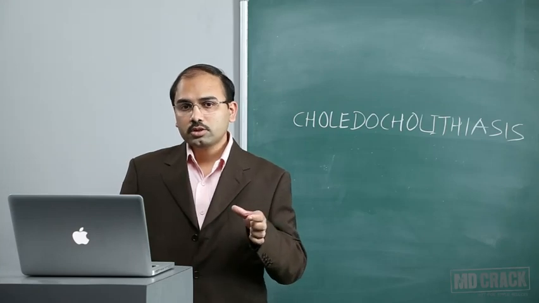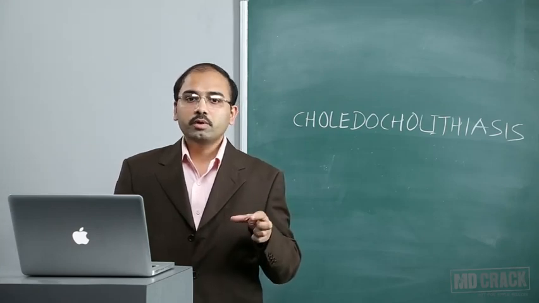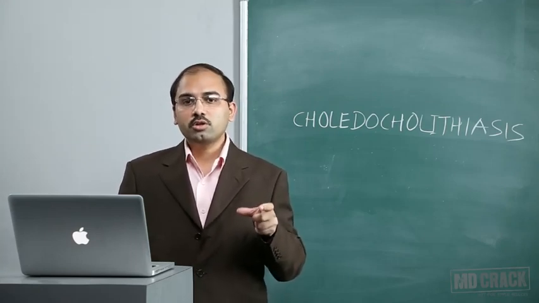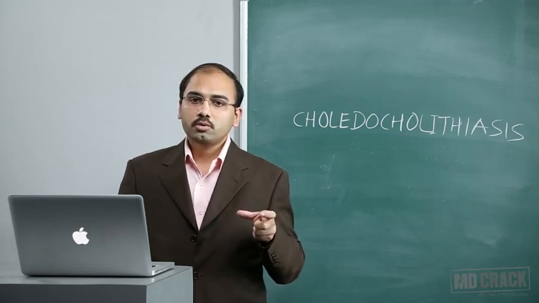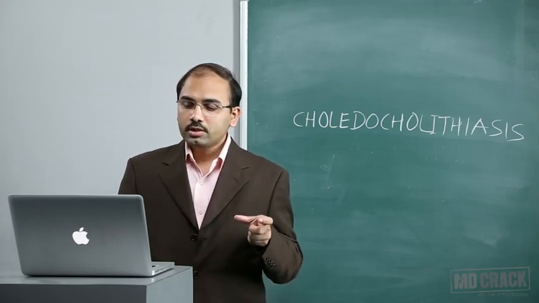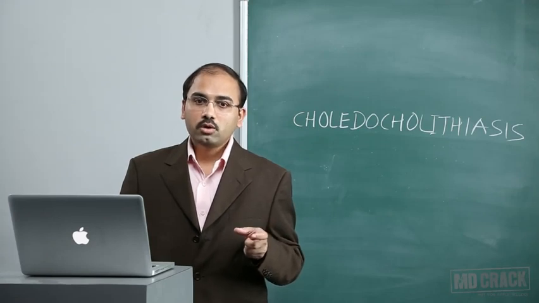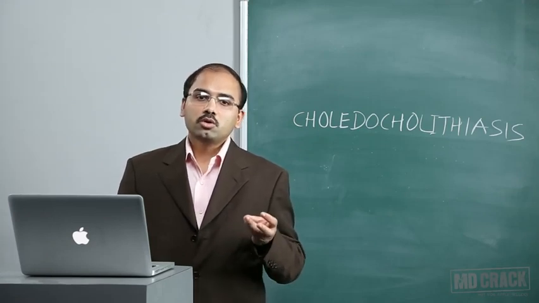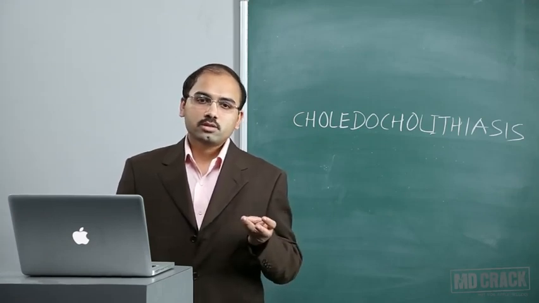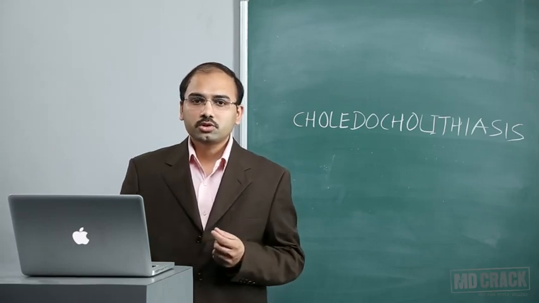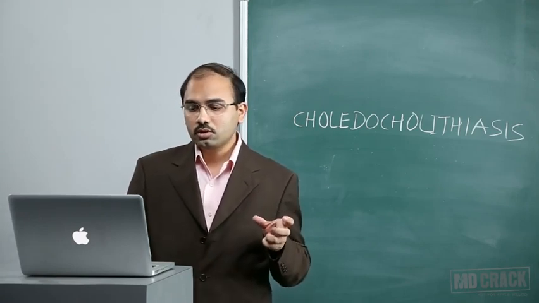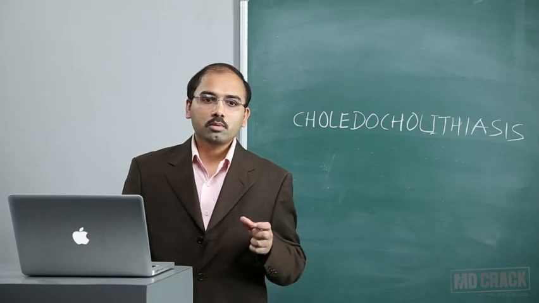The length of the intraduodenal part of the common bile duct limits the extension of the cut. So you may be asked a question: which of the following will be the limiting factor for extension of cutting of the sphincter during ERCP? It is the intraduodenal part of the common bile duct, not the severity of infection, not the patient's coagulation factors, or any other combination. You should pick the right choice, that is the intraduodenal part of the common bile duct.